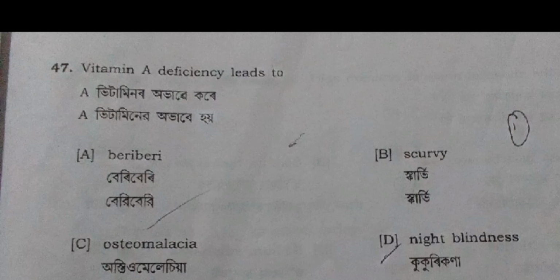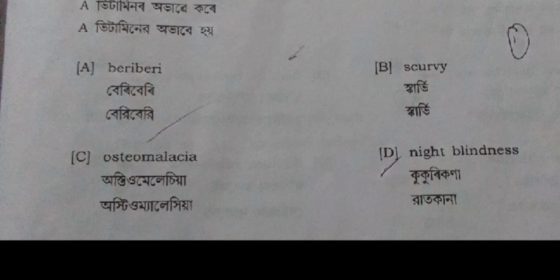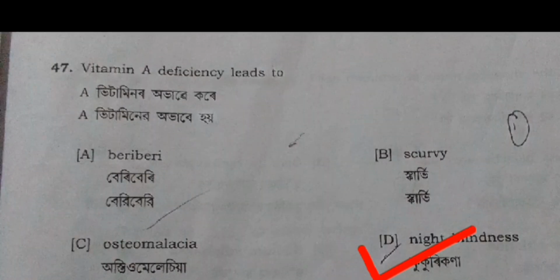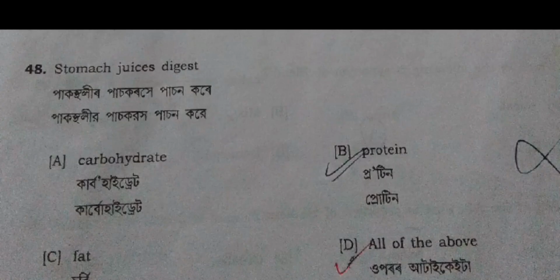Next question is, stomach juices digest, A, is it carbohydrate, B, protein, C, is it fat, or is it D, all of the above? The answer is none other than D, all of the above. It digests carbohydrate, protein, and fats as well.